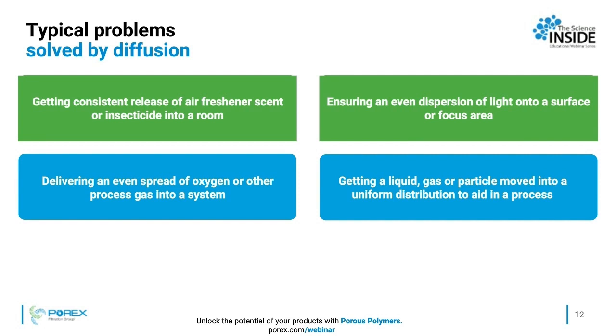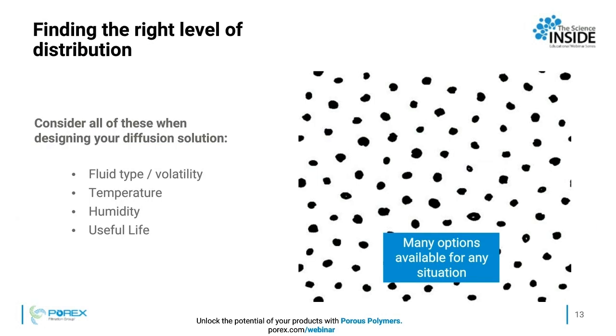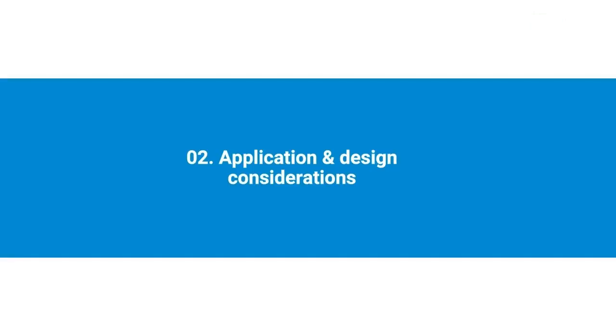Once you understand that diffusion can help you solve the problems in your device, it's important to consider some different design aspects when designing for diffusion. At a high level, you want to understand the fluid type or volatility of the fluid that you're diffusing or diffusing into, the temperature of the liquid or the environment, the humidity or other factors in the environment, and how long you want the diffusion to occur. We'll cover these and many more details specifically related to the applications of diffusion that we'll cover in the next section of this webinar. Now we'll take a look at several applications and design considerations for diffusion.